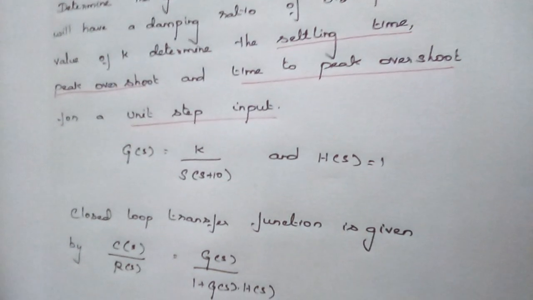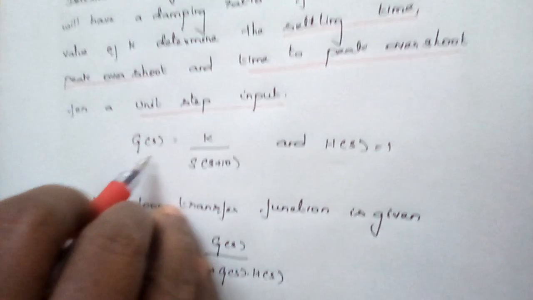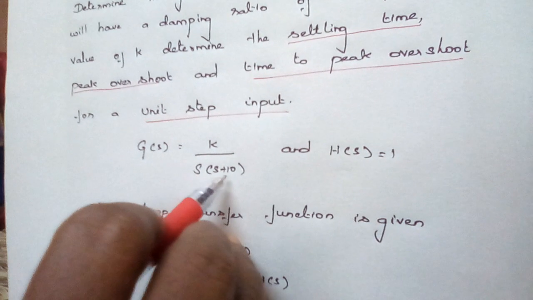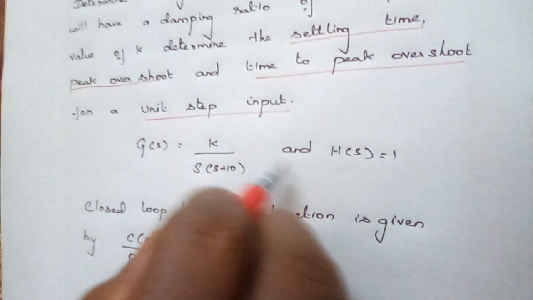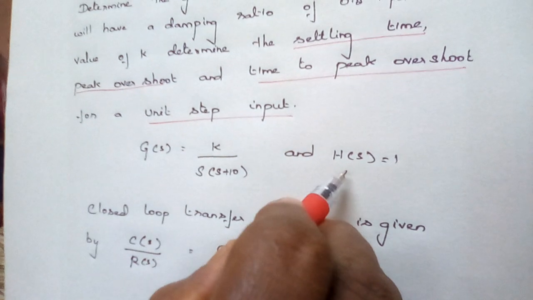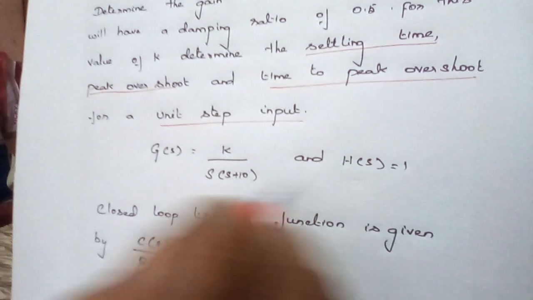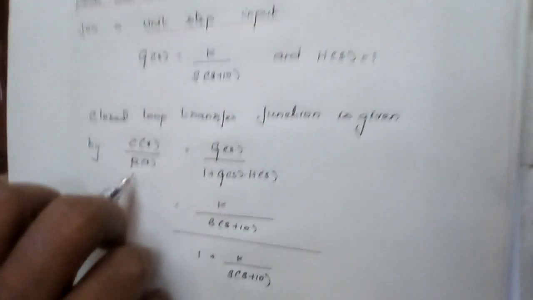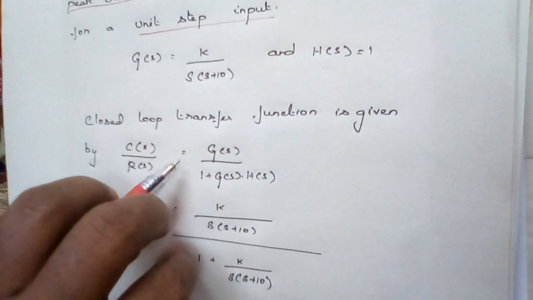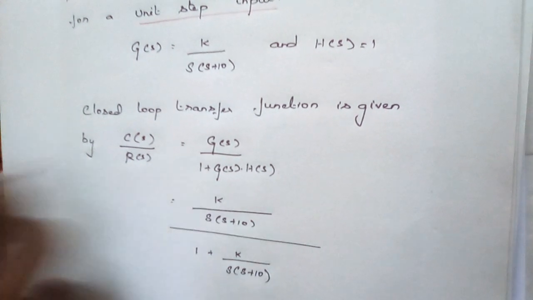Okay, so let us write the given once again. G(s) is equal to K divided by s into (s plus 10). This is the open loop transfer function which is given. And given the unit step input, I am considering H(s) equal to 1. The open loop transfer function is converted into the closed loop transfer function as C(s) by R(s) is equal to G(s) by 1 plus G(s) into H(s).